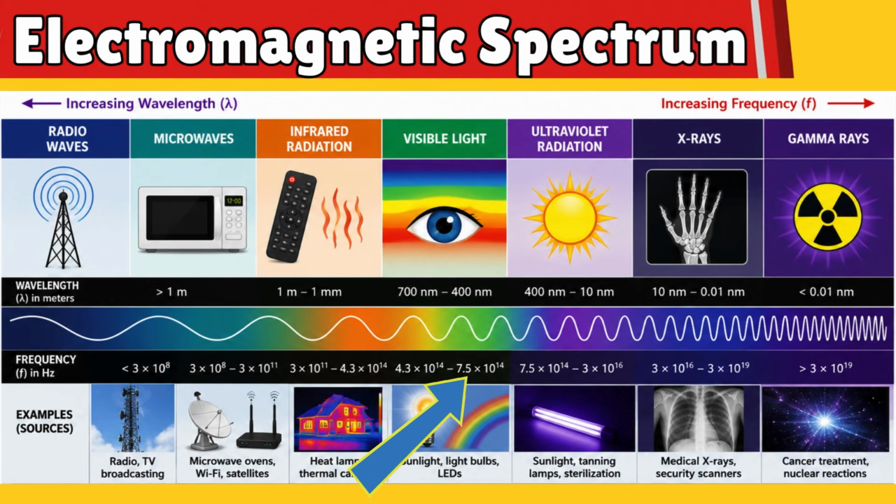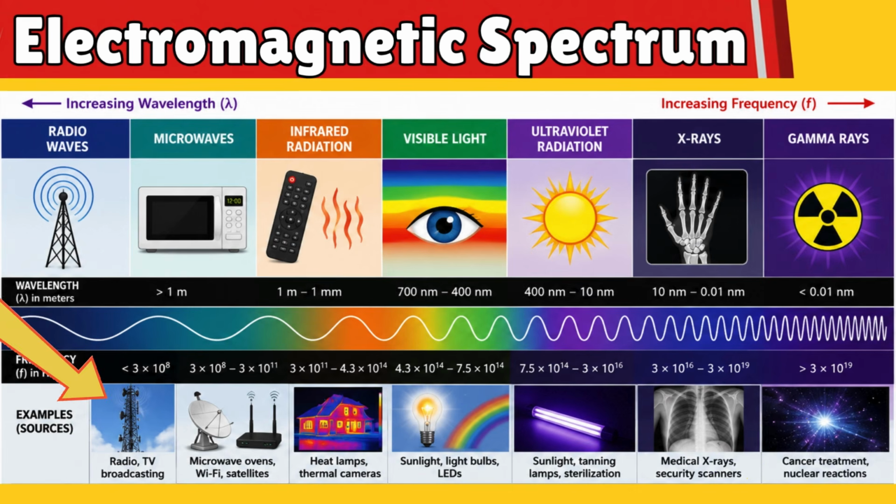For visible light, its frequency is 4.3 times 10 raised to 14 to 7.5 times 10 raised to 14. Ultraviolet is 7.5 times 10 raised to 14 to 3 times 10 raised to 16. And then X-rays, the frequency is 3 times 10 raised to 16 to 3 times 10 raised to 19. And for gamma rays, its frequency is greater than 3 times 10 raised to 19.